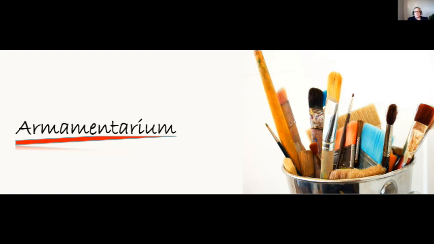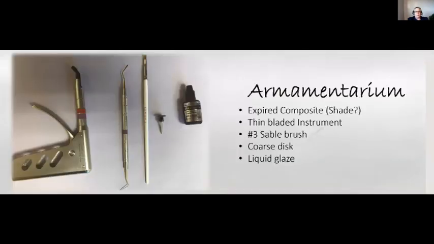So I'm going to start first with the armamentarium. It's basically just 5 things. The first thing is expired composite. It's funny because they used to say, oh, just give me whatever expired composite, because you're going to actually place this, as you'll see, on the patient's teeth. So if you have a lot of D4, maybe let that D4 go to the D4 graveyard.